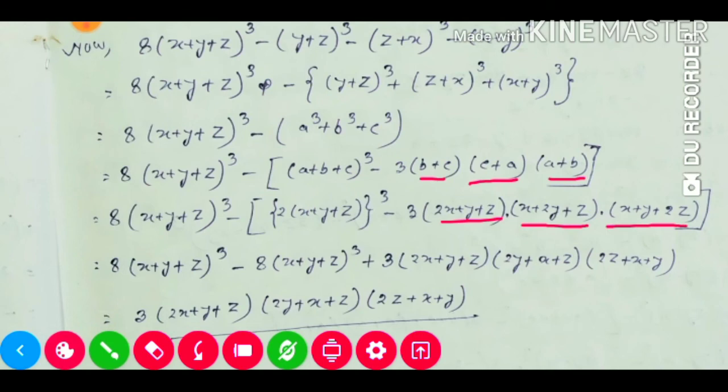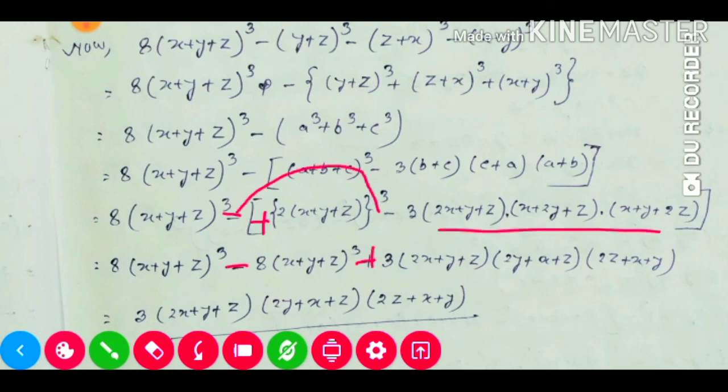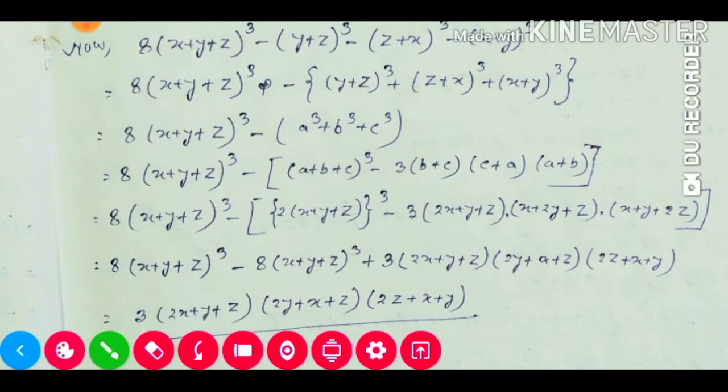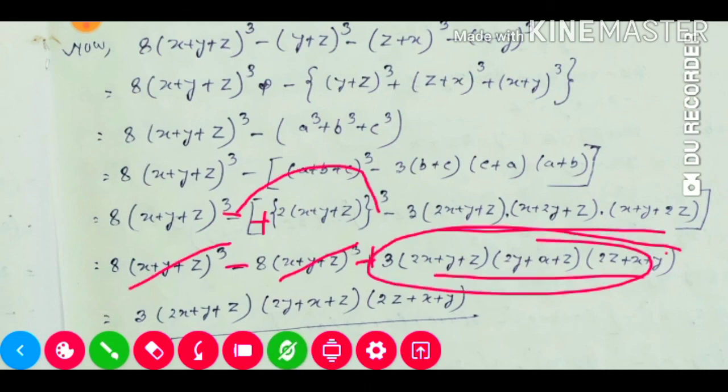Now this one we'll take out from the bracket. If we take it out, it will be 8 into x plus y plus z whole cube, and here it is plus and this side is minus, so plus minus will be minus, and minus into minus will be plus, and the same will remain. This portion and this portion are the same and will be cancelled, so only this portion will remain. That means 3 into 2x plus y plus z into 2y plus x plus z into 2z plus x plus y. So this question is very easy.